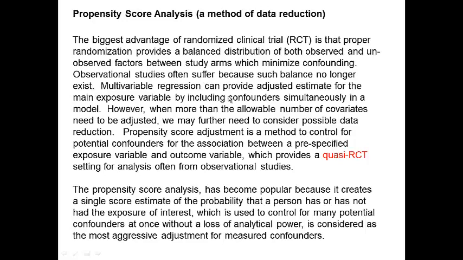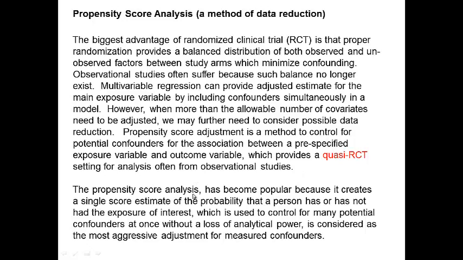Observational studies often suffer because such balance no longer exists. Multivariable regression can provide adjusted estimate for the main exposure variable by including confounders simultaneously in a model. However, when more than the allowable number of covariates need to be adjusted, we may further need to consider plausible data reduction. Propensity score adjustment is a method to control for potential confounders for the association between a pre-specified exposure variable and outcome variable, which provides a quasi-RCT setting for analysis, often from observational studies.